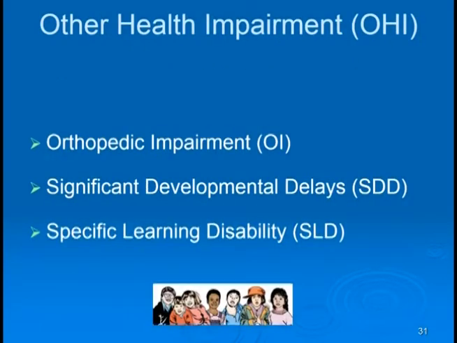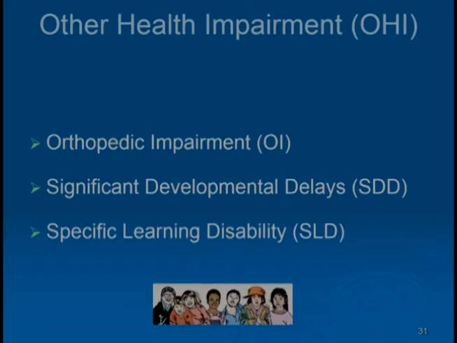Other health impairments means having limited strength, vitality, or alertness to a degree that it adversely affects the student's educational performance. This impairment may be the result of a chronic health problem such as asthma, diabetes, epilepsy, or heart condition, etc. It may also be due to a heightened alertness to environmental stimuli that results in limited alertness in the educational setting, often seen in students with attention deficit disorder or attention deficit hyperactivity disorder. Students in this group may have difficulty starting, staying on, and completing tasks, making transitions, interacting with others, and following directions.